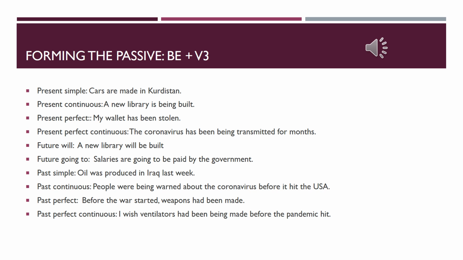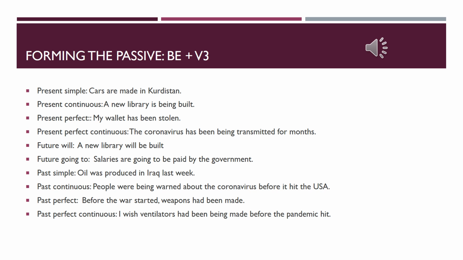I also want to say that it's possible to use the present perfect continuous and the past perfect continuous in the passive, but it's rarely done. So please don't stress about it. A car is made in Kurdistan. Cars are made in Kurdistan, right? The be is changing to show plurality and tense, but the verb 3 stays the same.